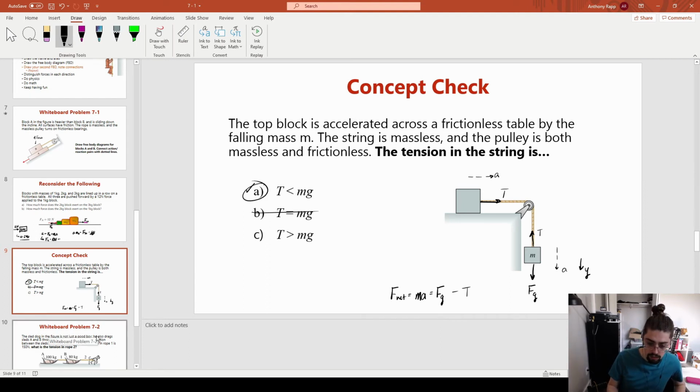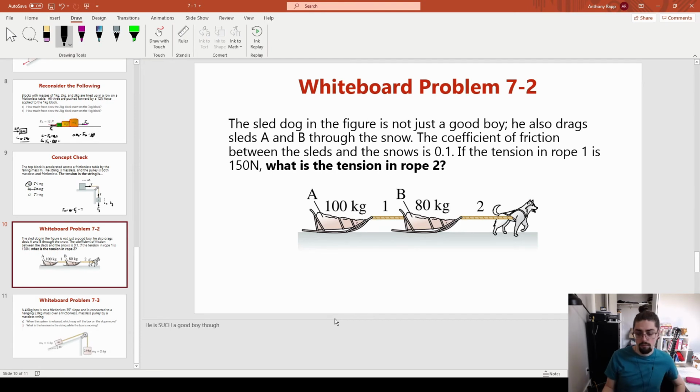So, speaking of all of this, I've got a problem for you all. Let's imagine the sled dog in the figure is not just a good boy, he is dragging both of these sleds through the snow, right? He's good and working. Got a very important job. Let's say that the coefficient of friction between the sleds and the snow is 0.1. So we do have friction here. If the tension in rope 1 is 150 newtons, what is the tension in rope 2?